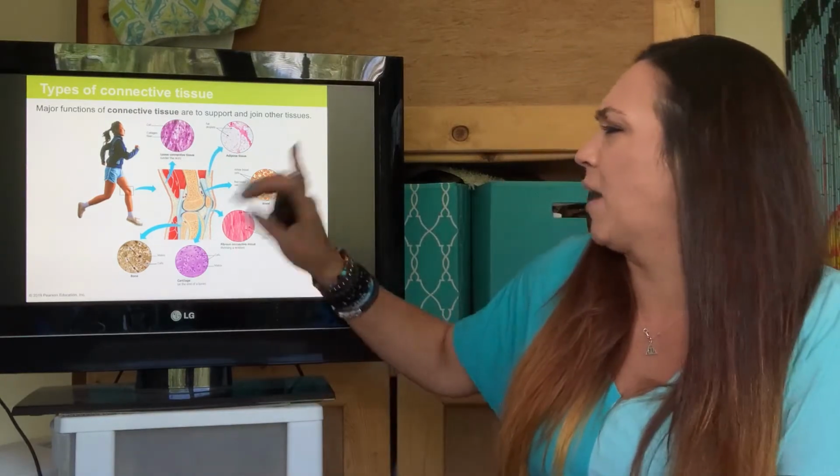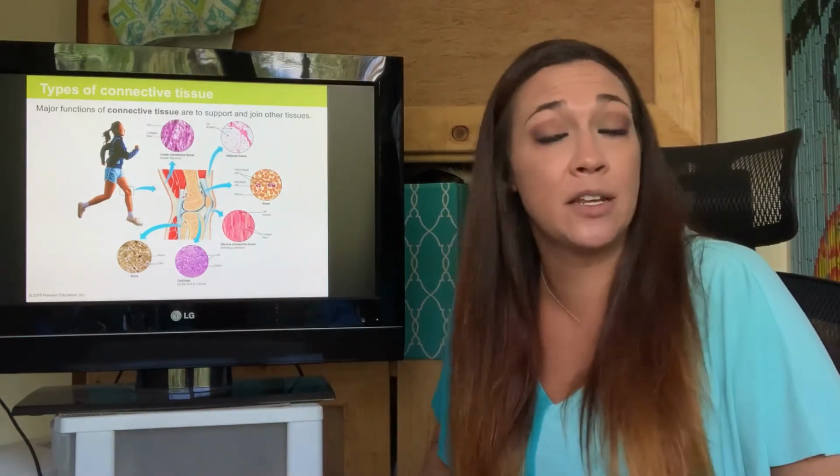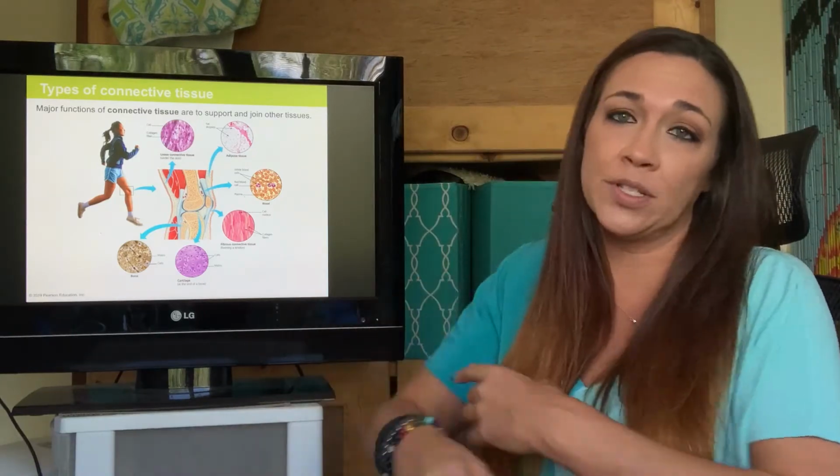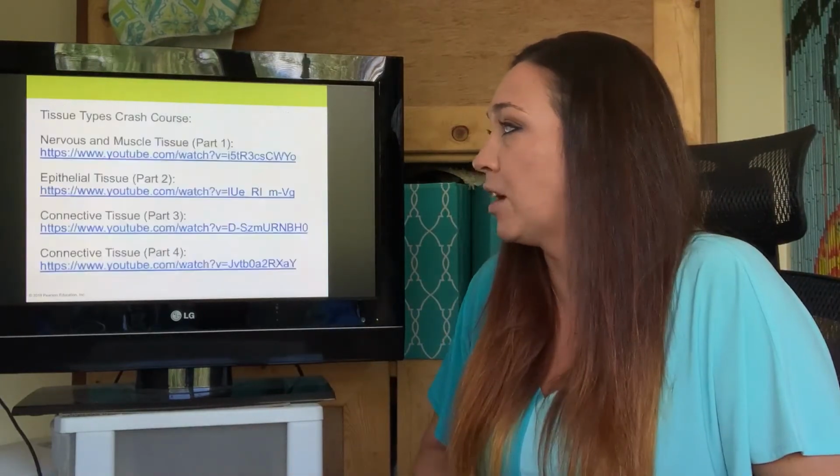And finally, we have things like fibrous connective tissues that are going to form tendons and stuff like that, which are going to help with the joints and the moving and all that locomotion stuff.